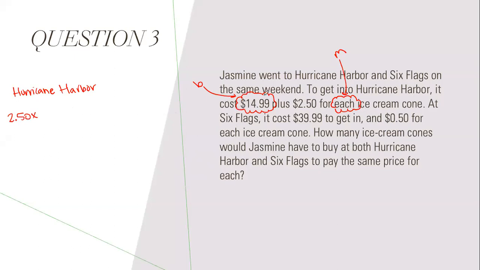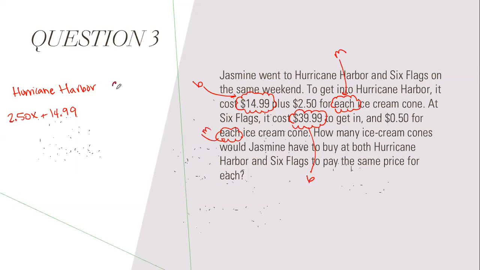And then my one-time fee, the one thing I'm going to pay one time, is $14.99, that's going to be all by itself. So plus $14.99. So here's my equation for Hurricane Harbor. At Six Flags, it costs $39.99 to get in. So here's my one-time fee. And 50 cents for each, there's my slope, each ice cream cone.